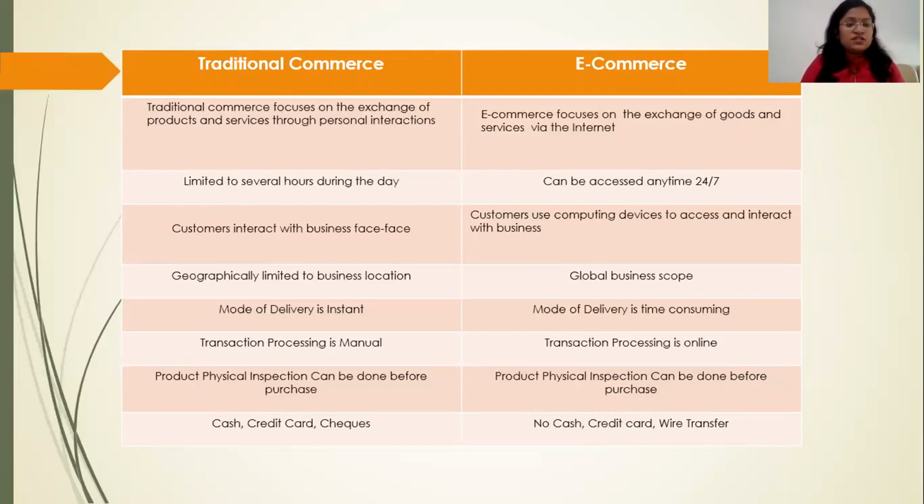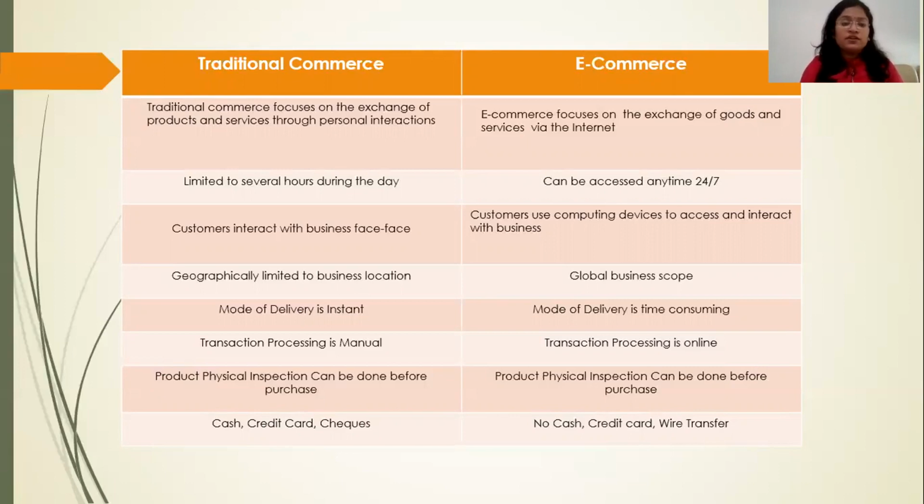Now, the third differentiation point is about face-to-face interaction, that the customer can be convinced by the one who is there to purchase the goods through face-to-face interaction, whereas in e-commerce, customers use computing devices to access and interact with the business. The fourth point is about being geographically limited to the business location, whereas here it is global business scope. So geographically limited to business location means it is located in a particular area, whereas e-commerce can be accessed from anywhere. In traditional commerce, the shop is located in a particular area, and there only you can access the transactions, the conversion of goods and services, whereas in e-commerce it is available globally.